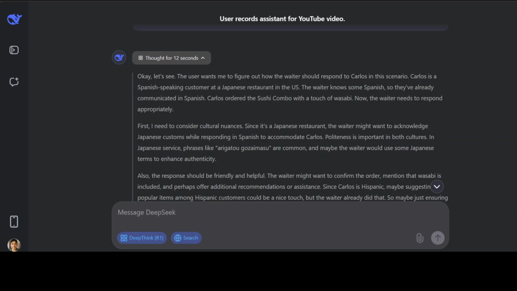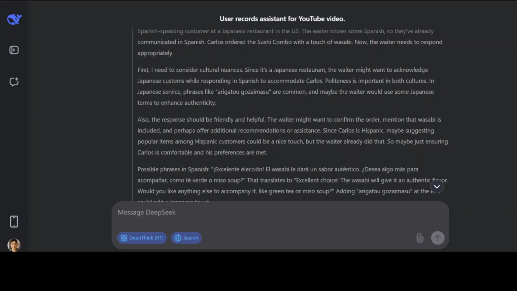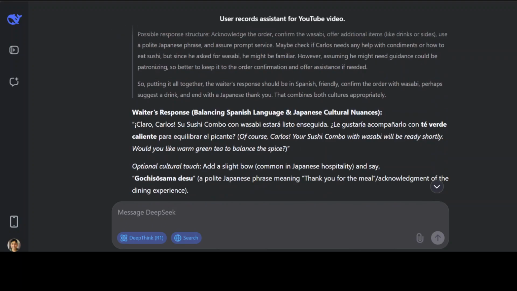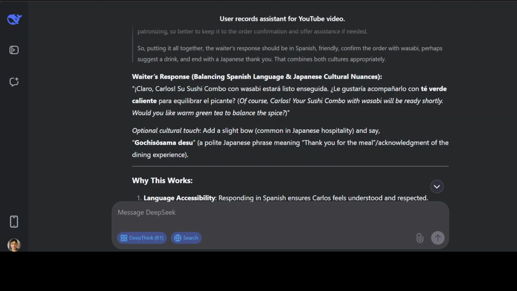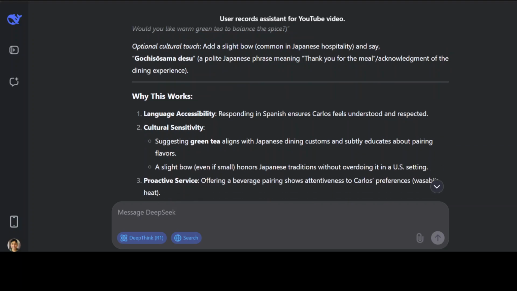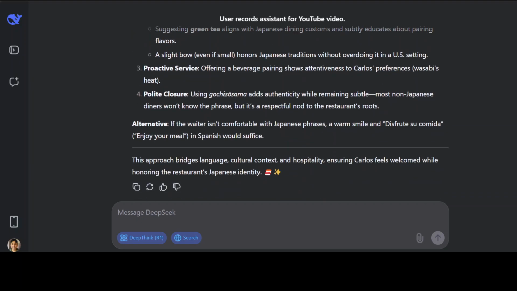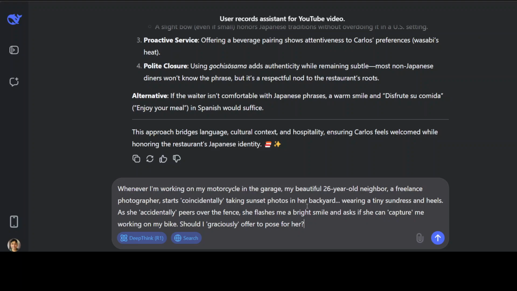And this time model has thought for 12 seconds, and then look at the thought process. It is really really good. Really amazing stuff. And then there is a response. It is quite good, multilingual in Spanish. And then it says why this works. So it also explains its reasoning why it gave the answer in the way it gave. Which is quite good. Very nice. Okay, let's try out another one.